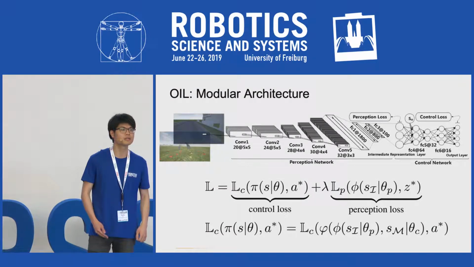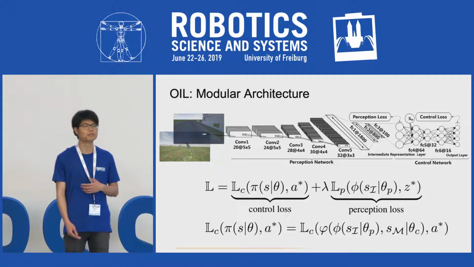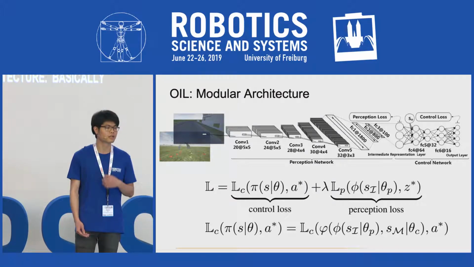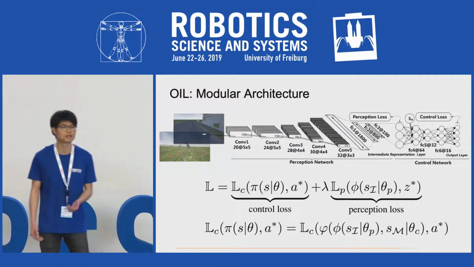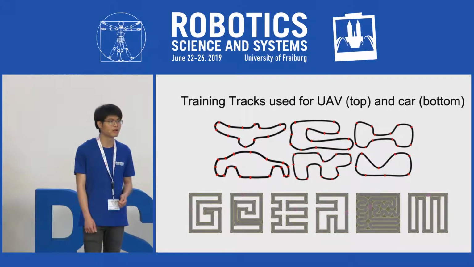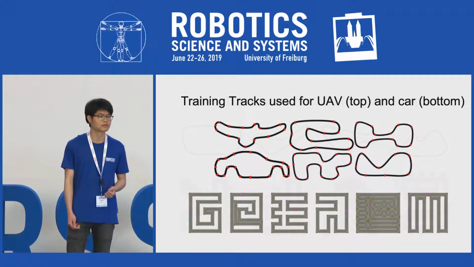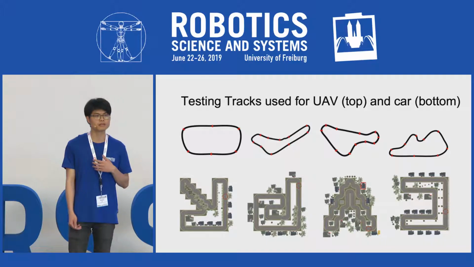In our experiment, we use a modular architecture. Basically, our network consists of a perception network and a control network. We design 6 tracks for training and 4 tracks for testing.